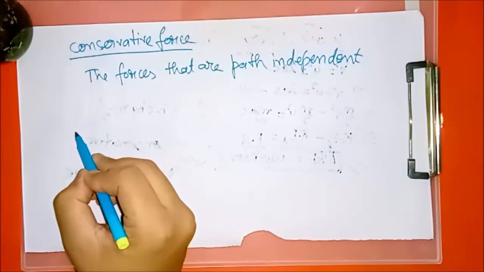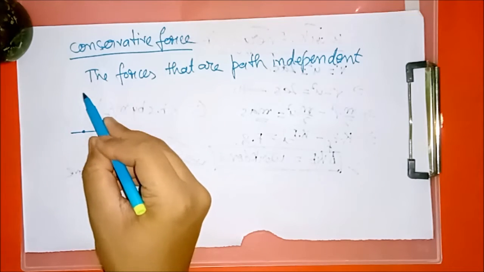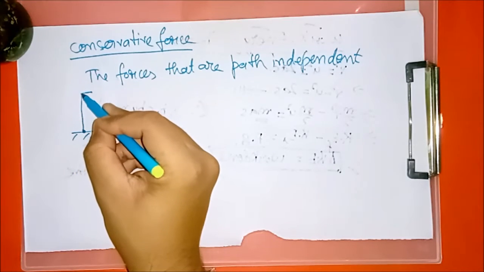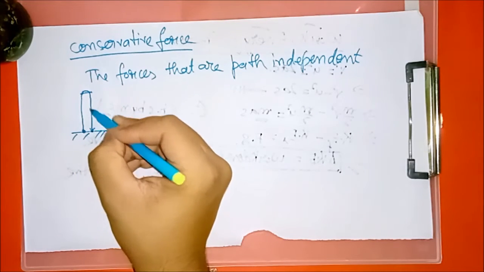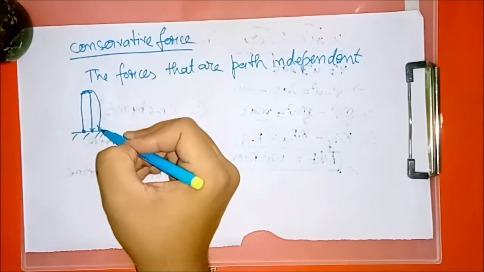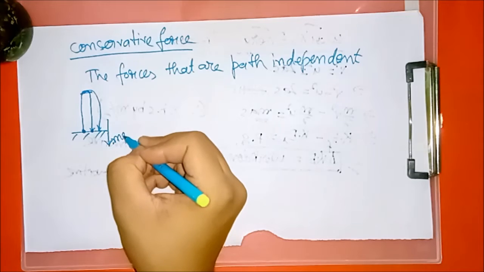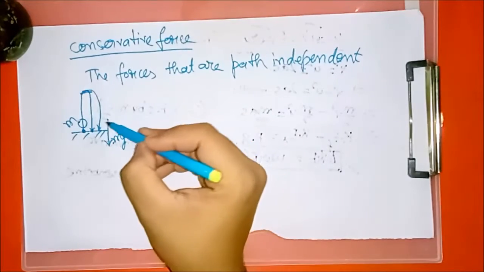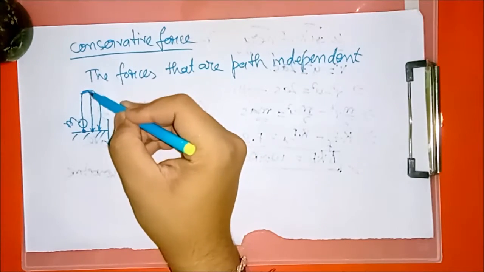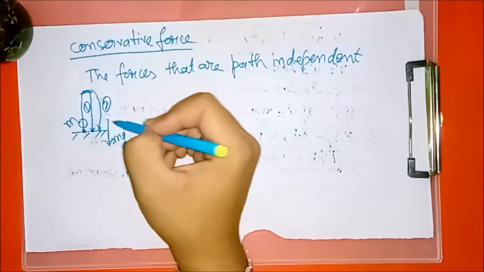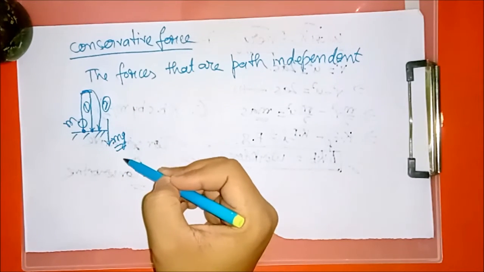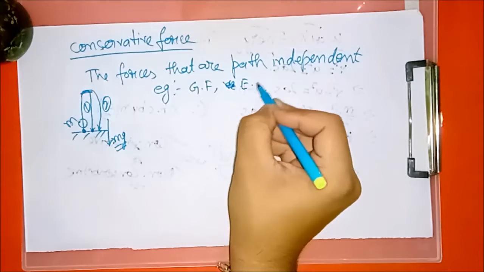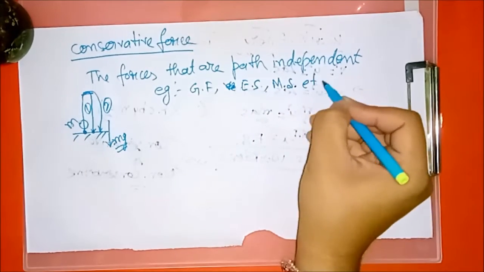For example, the gravitational force of any object on the surface of earth. If this is the surface of earth, and an object is thrown in the vertical direction, it will come down in this direction, or it may come down in this direction, but everywhere the force due to gravity will be the same, mg, if the object is of mass m. So this will not depend on whether it follows the first path or the second path. In both cases the force of gravity will be mg, so it is a conservative force. For example, our gravitational force, electrostatic forces, magnetostatic forces, etc.